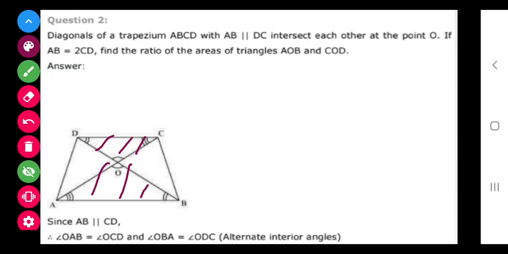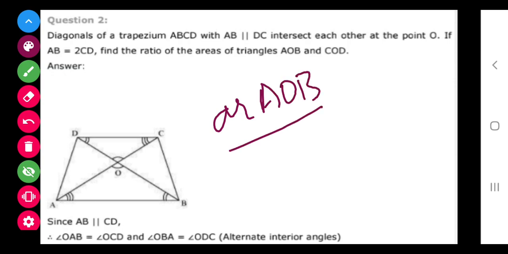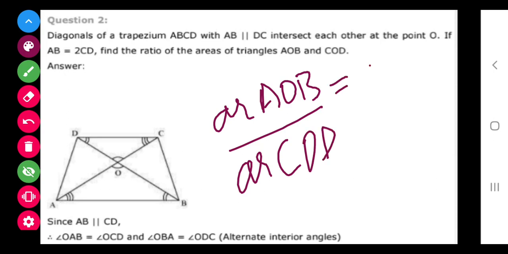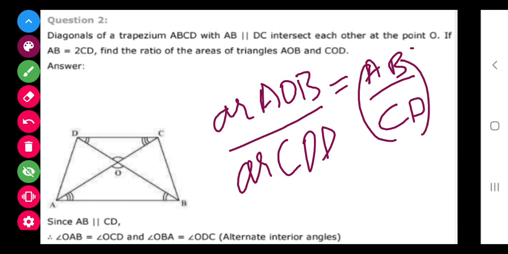If these two triangles are similar, then area of AOB upon area of COD will be equal to AB upon CD whole square. Why am I using this? Why am I not using AO? Why am I not using OB? Because the relation given is in AB and CD.